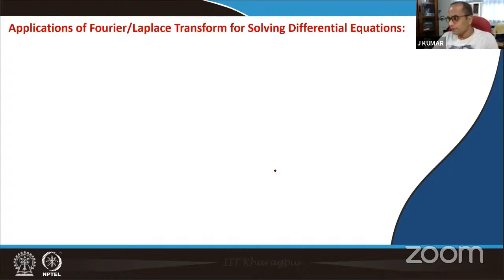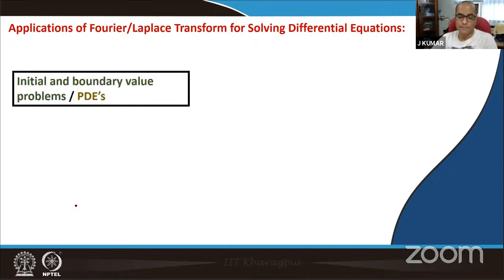The idea of the application is to solve differential equations. They may be ordinary differential equations, partial differential equations, integro-differential equations, or systems of differential equations. For all these kinds of differential equations, we can apply the Laplace or the Fourier transform, whichever is applicable. So we consider the initial and boundary value problem.